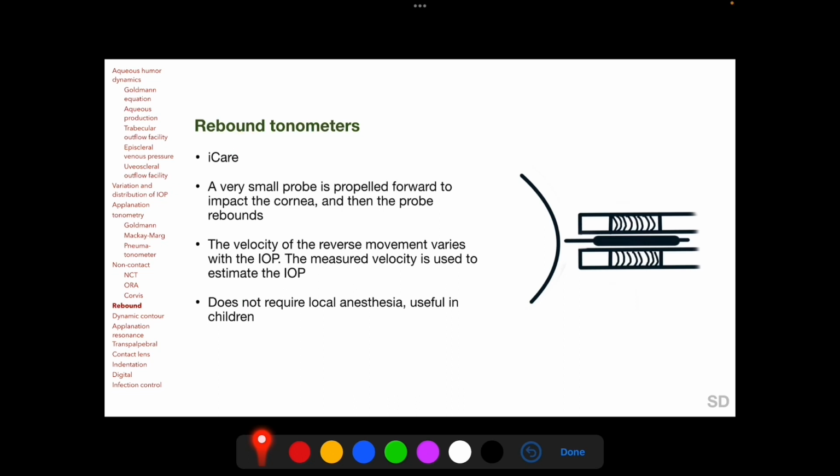In rebound tonometry, a very small probe is propelled forward to impact the cornea, and after impacting the cornea, the probe rebounds backwards, and the velocity of the reverse movement varies with the intraocular pressure. The velocity is measured by a magnet in the probe passing through a solenoid coil. This measured velocity is used to estimate the intraocular pressure. Unlike other contact tonometers, rebound tonometers do not require local anesthesia and are thus useful in children.